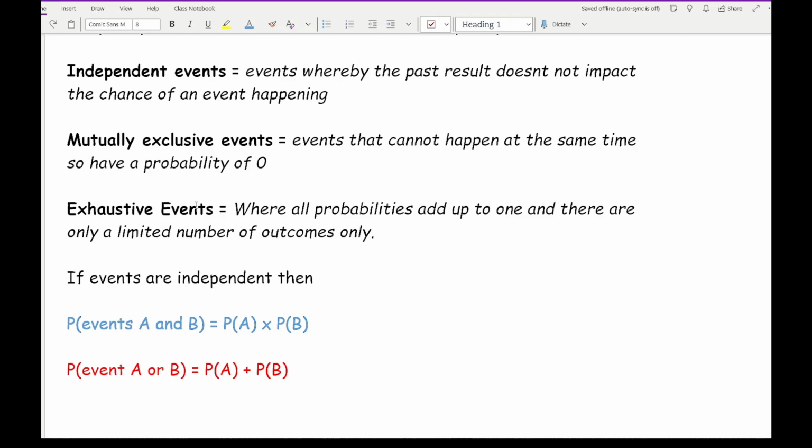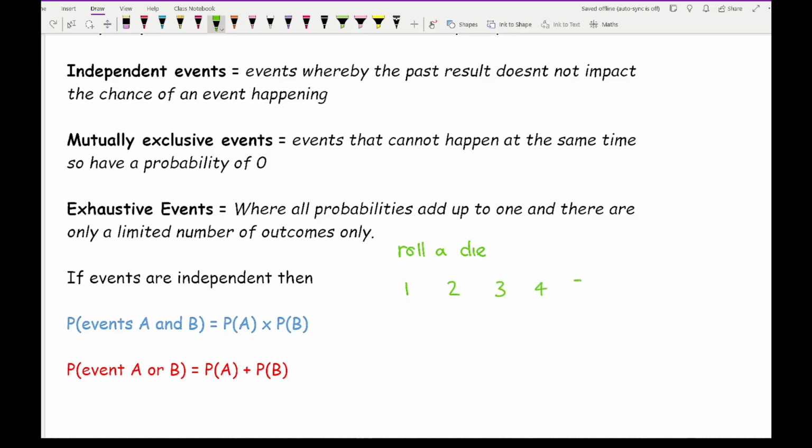The next type of event are exhaustive events. This is where all the probabilities add up to 1 because there are no other possible events that can happen. So an example of this would be if I was to roll a die, then the numbers 1, 2, 3, 4, 5, 6 would be exhaustive events. If I just say I roll a die, then the only possible numbers on a regular die are going to be 1, 2, 3, 4, 5, 6. Depending on whether that die is biased or not, ultimately these are the only numbers that I can get.